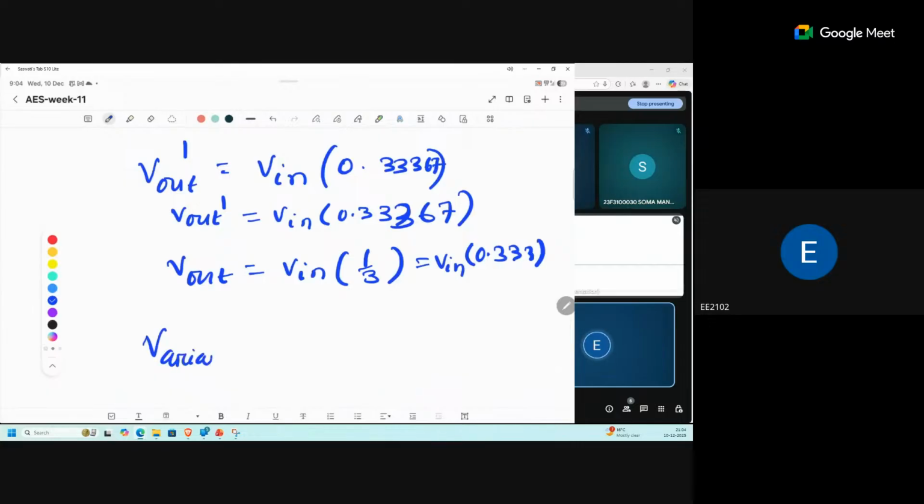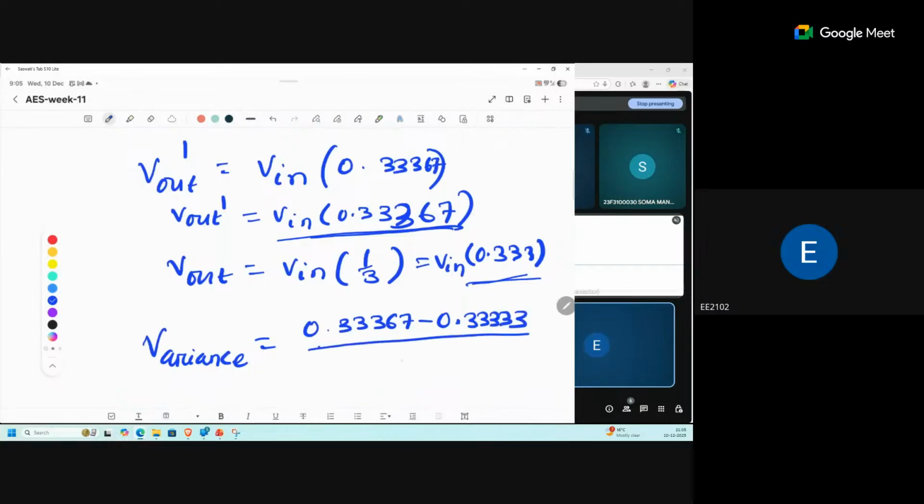So now you have to find the variance. Variance means whatever you got and whatever was there previously, you take the difference. That is 0.33367 minus 0.33333, divided with respect to the original value. What is your original value? 1 over 3, that is 0.3333. Right? Got it?